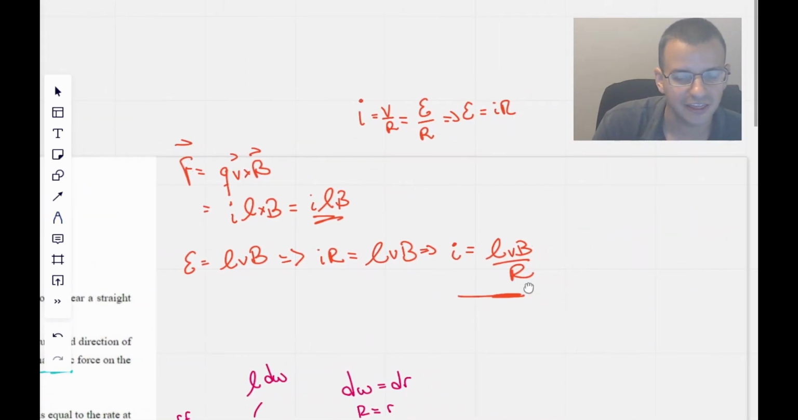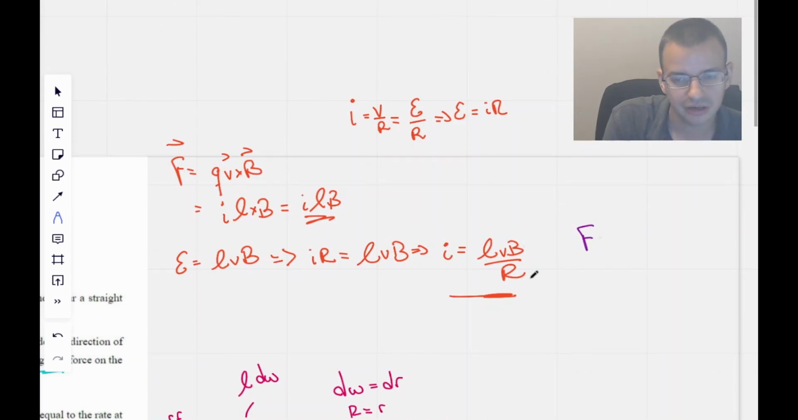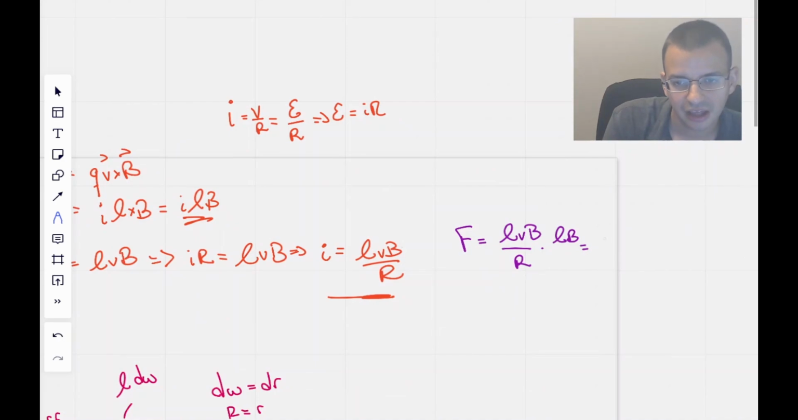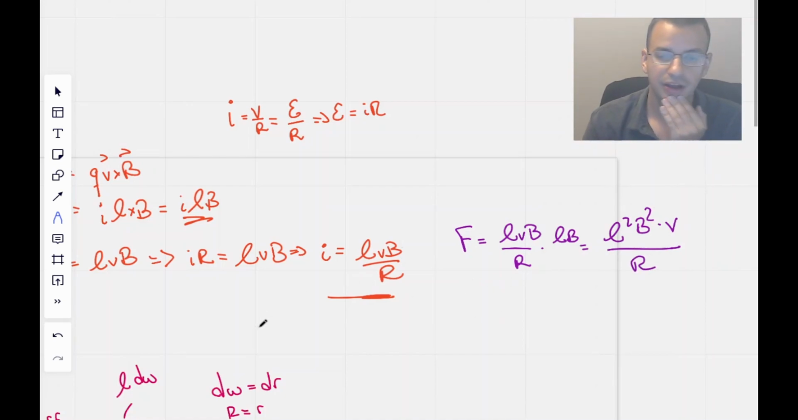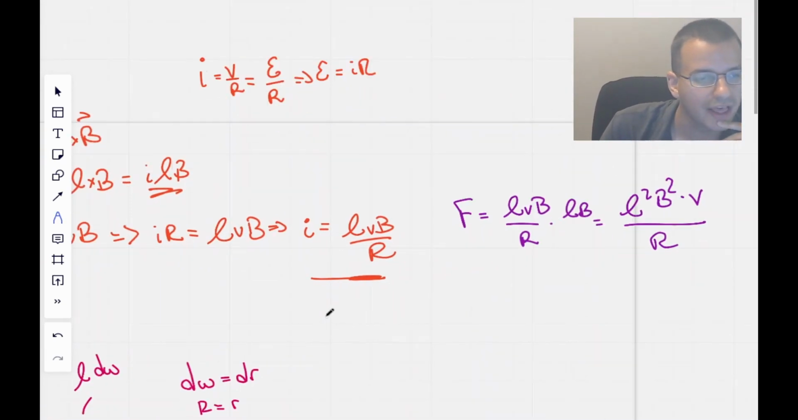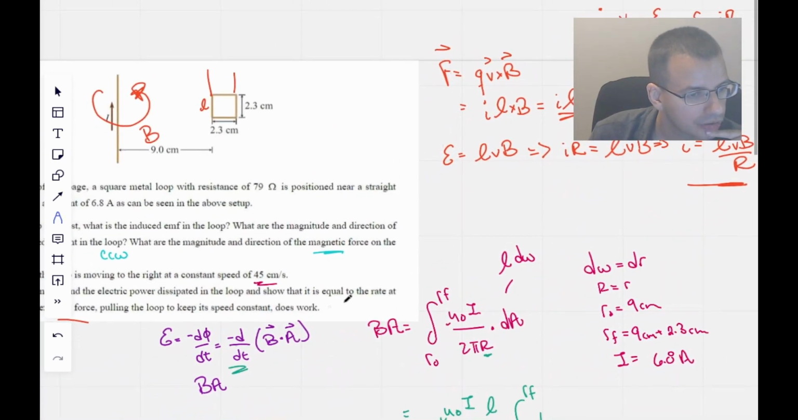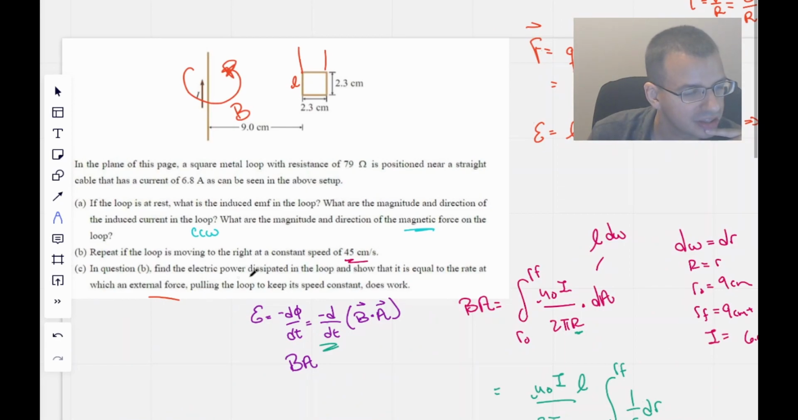and we find that the force equals I, which is LVB over R, times LB. This now gives us L squared B squared times small v velocity over resistance. Now, we're not interested though in the force, we want to know the power. How did they phrase this? The electric power dissipated equal to the rate at which an external force pulling the loop.